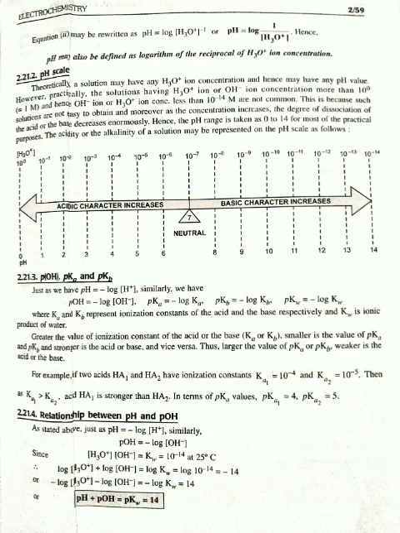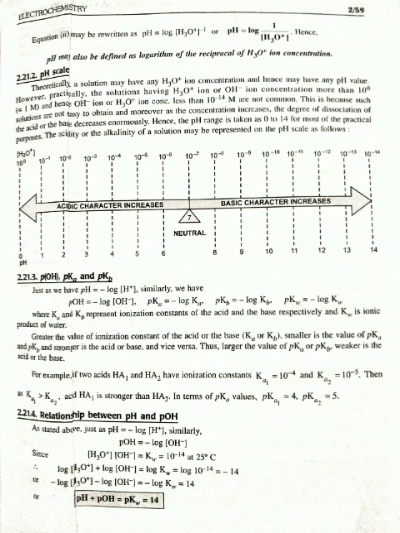Equation 2 may be rewritten as pH is equal to log (H3O+)^-1, or pH is equal to log 1 upon H3O+. Hence, pH may also be defined as the logarithm of the reciprocal of the H3O+ ion concentration. Next, heading 2.21.2, pH scale. Theoretically, a solution may have any H3O+ ion concentration and hence may have any pH value. However, practically, solutions having H3O+ or OH- ion concentration more than 10^0, equal to 1 M, and hence OH- or H3O+ ion concentration less than 10^-14 M, are not common.